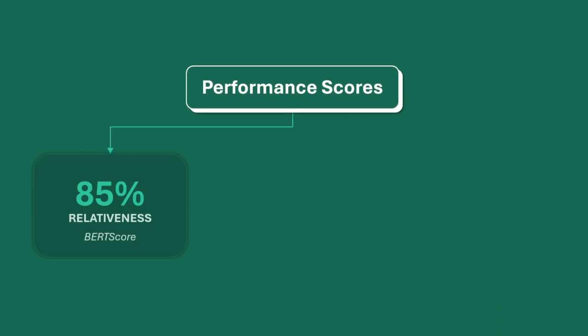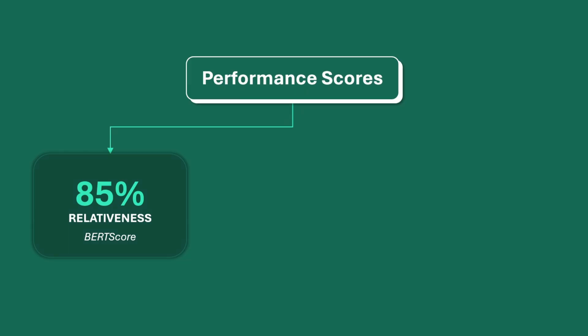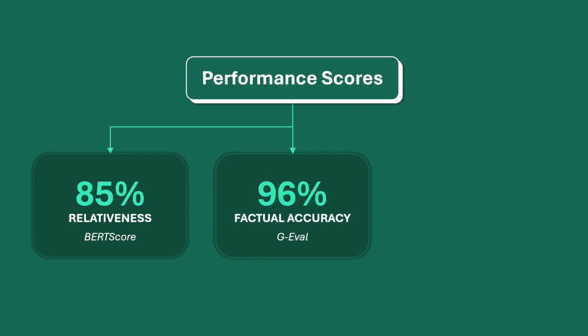Starting off with the semantic relativeness, which scored 85%. This means that despite any variations in the wording of its responses across multiple iterations, they were generally linguistically coherent with the ground truth. Next, the factual accuracy metric scored 96%. This number implies that the LTA agent's responses were almost always factually correct.